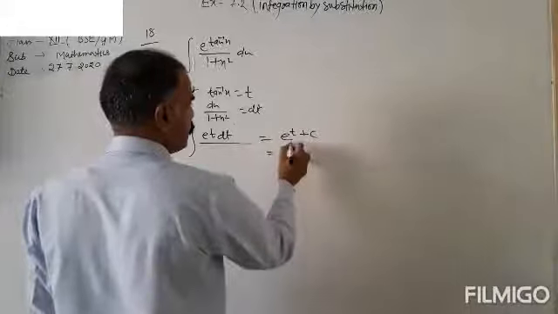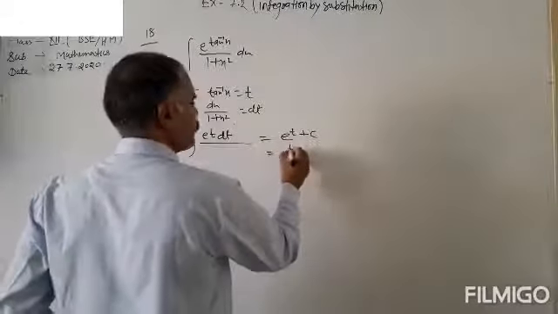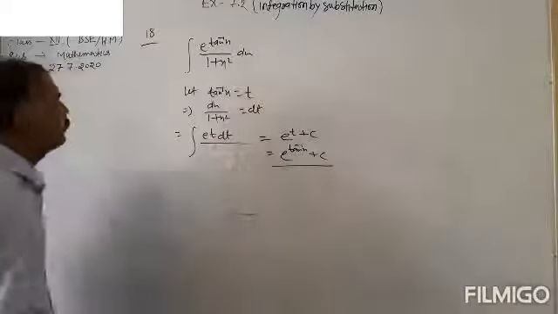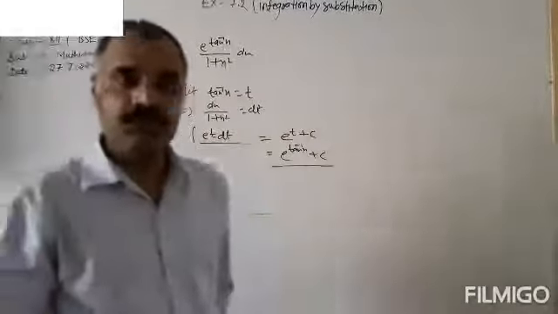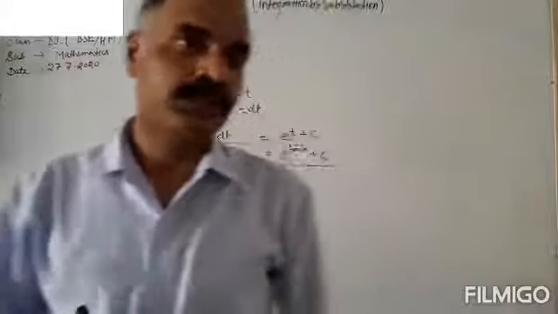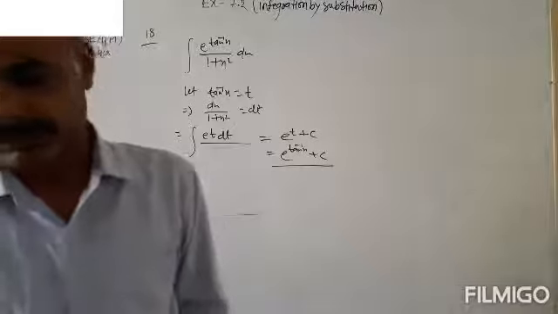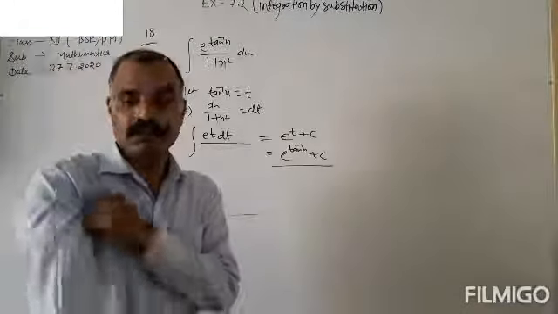So this is equal to e to the power t, where t means tan inverse x, so e to the power tan inverse x plus c. So the integration of question number 18 using the substitution method is e to the power tan inverse x plus c. This was question number 18.